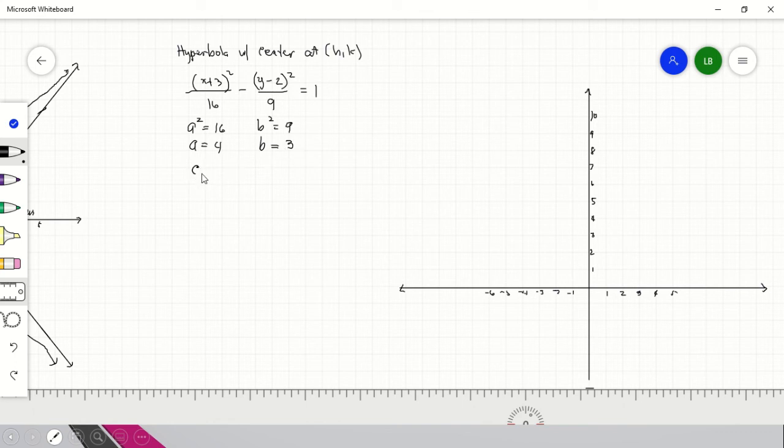So, makikita natin c squared equals a squared plus b squared. So, c equals square root of 16 plus 9. So, c equals square root of 25 and c is equal to 5. And then, from the equation, our center is (negative 3, 2). So, mag-start tayo sa center. So, negative 3, 2. Ito yung ating center.